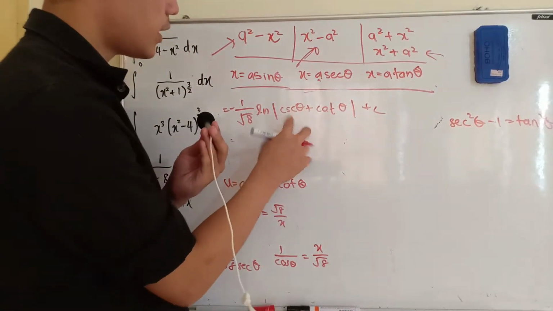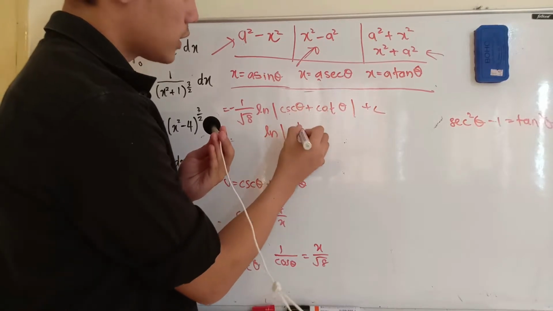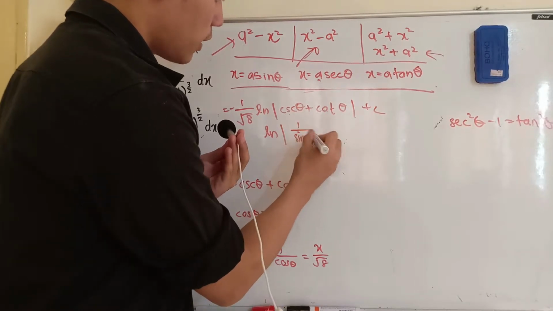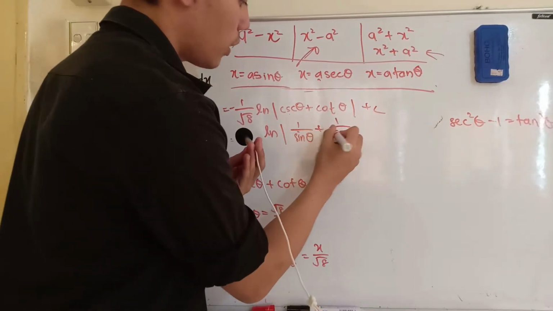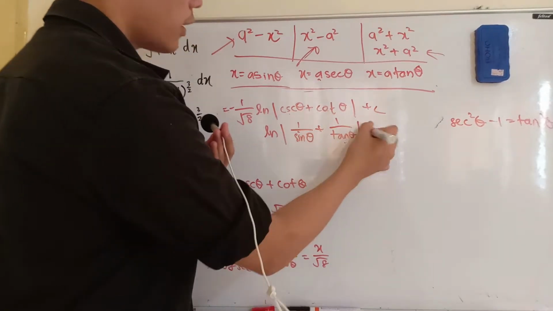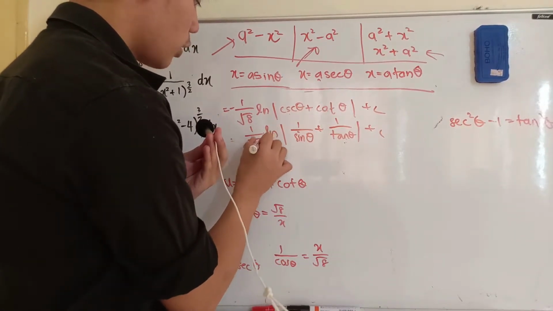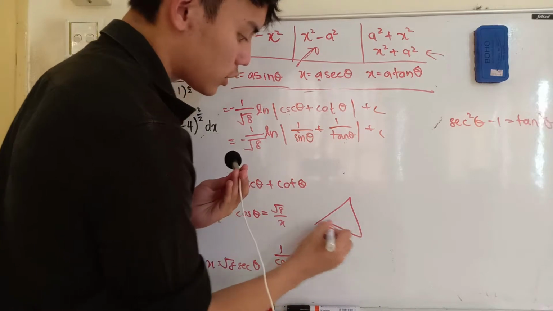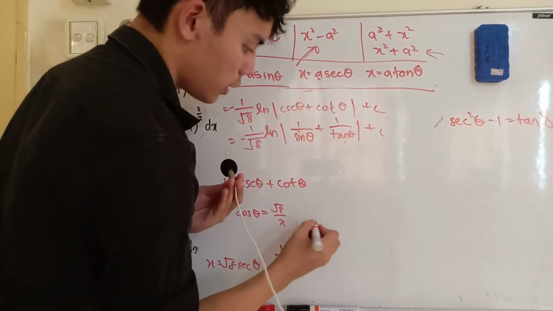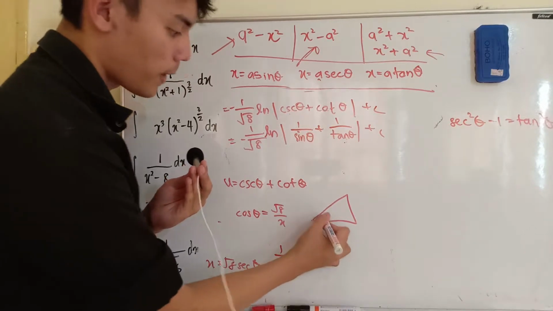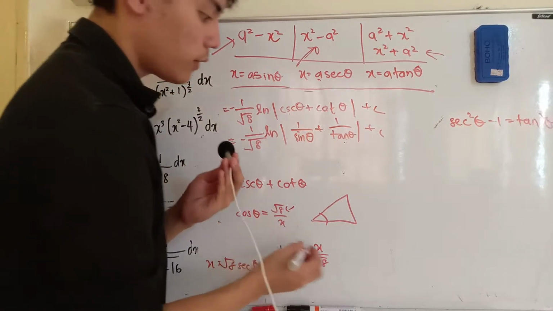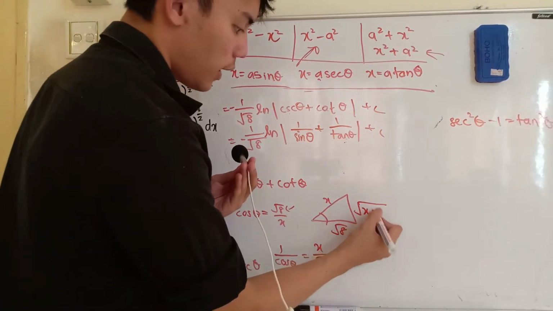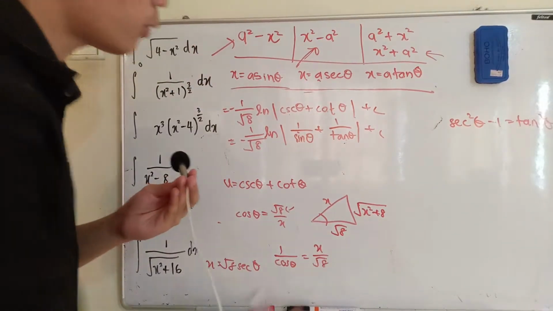Here is your cosecant theta, actually your 1 over sine theta, plus your cotangent theta, which is 1 over tangent theta, plus c. You are going to substitute it back later. Now your cos is equal to this one, so you need a triangle. You always need a triangle, a right angle triangle. Cos is adjacent over hypotenuse, so your last side here is going to be the square root of x squared minus 8.